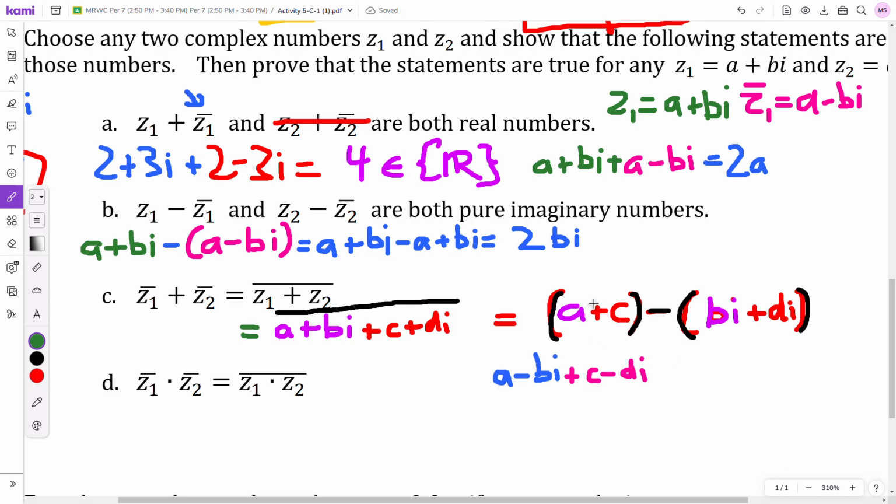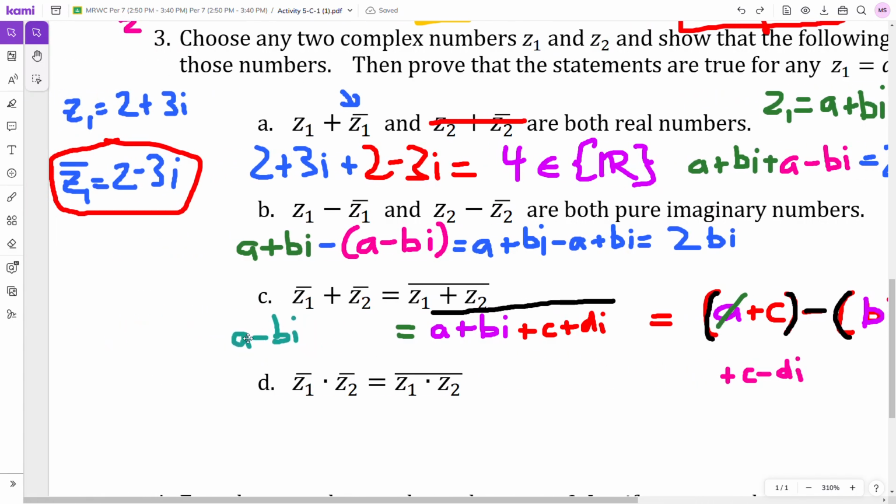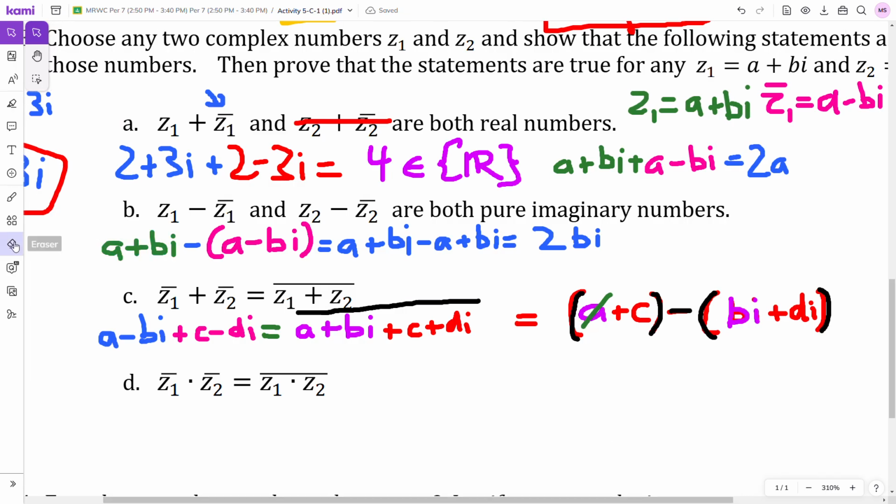Well, we have an A. That's the same. We have a minus BI. That's true. We have a plus C. That's true. We have a minus DI. Yep, they're the same. So, therefore, we've proven it for any complex numbers Z sub 1 and Z sub 2, that if you add the conjugates, it's the same thing as taking the conjugate of the sum. Whew. Lovely.